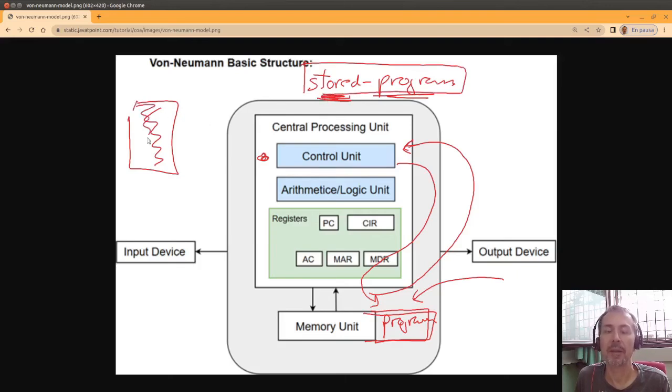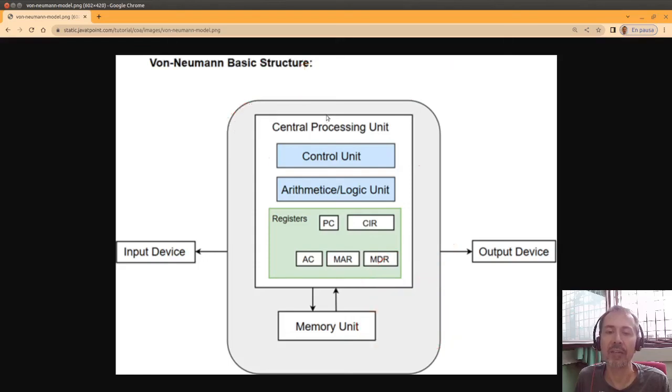There are some computers with a separate program memory. This is called the Harvard architecture. It's still used in some components, in some new computers. Maybe we will talk a little bit about them later. But the main part is that we have the program inside the main memory of the computer, and we have a general-purpose central processing unit that reads the program from memory and executes it. That's how computers work today.